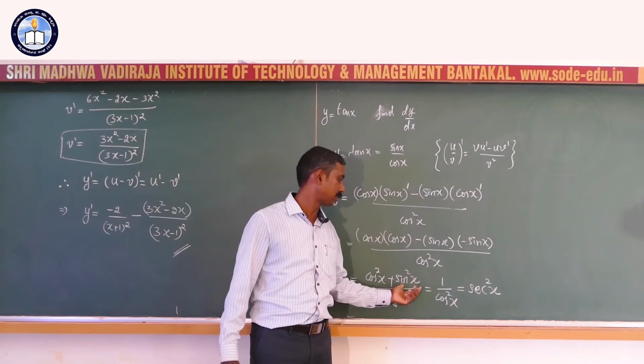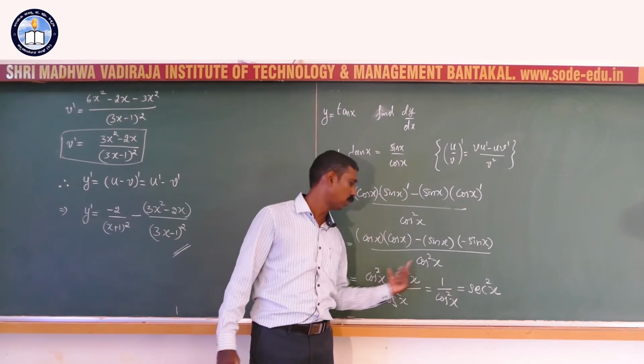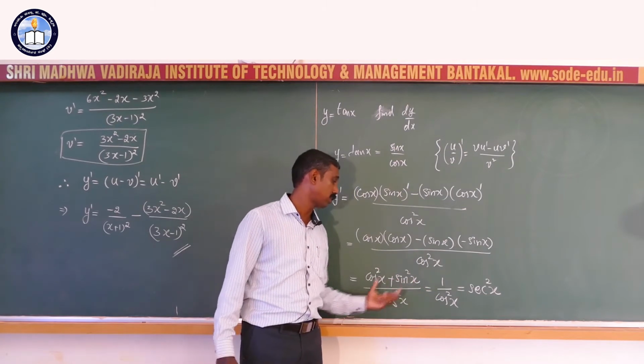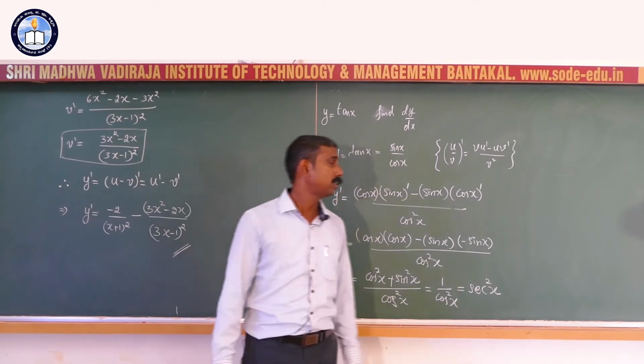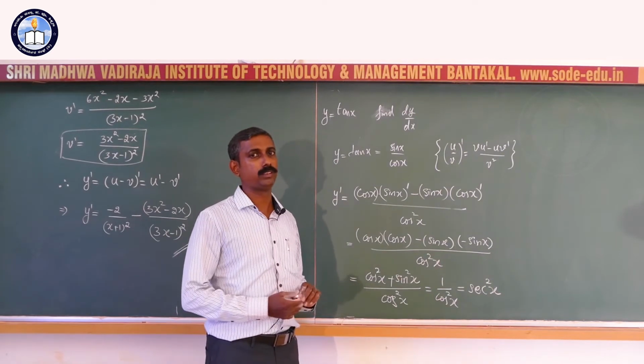So, minus minus becomes plus, sin square, and cos square plus sin square becomes 1. This is one of the famous results for us: cos square x plus sin square x is equal to 1. We used it and we got 1 by cos square x, which is nothing but secant square x.